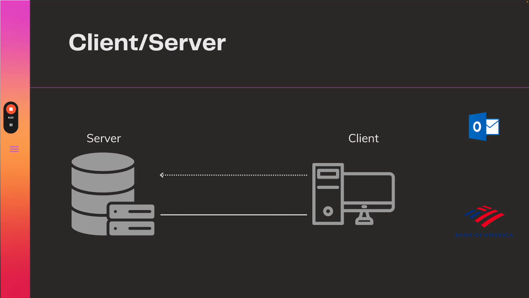So simply put, you log into Outlook, you say, download my mail. Outlook, being the client, goes to the server, which is your Outlook server or other email provider, and pulls those emails down. So very simple, two-way communication. And another example there was some form of banking application as well.